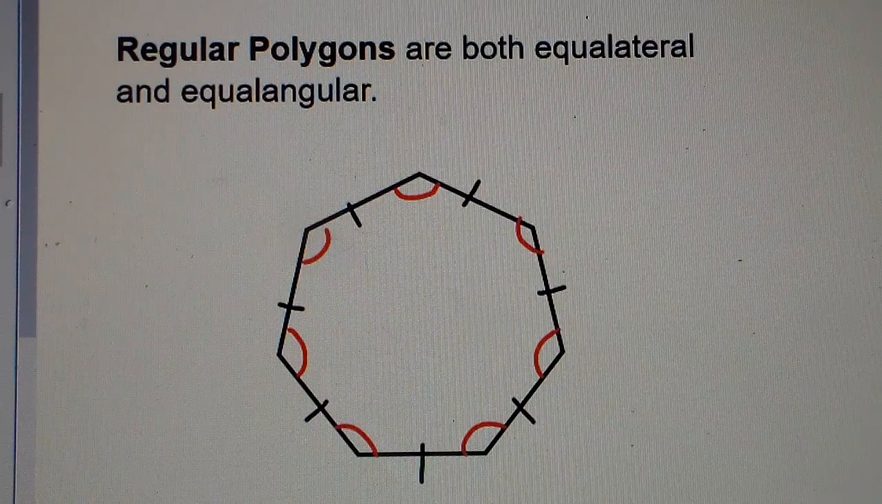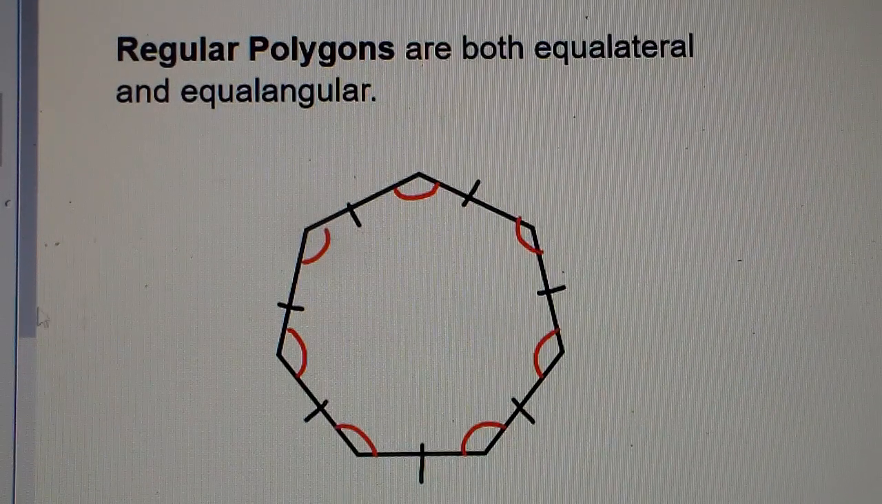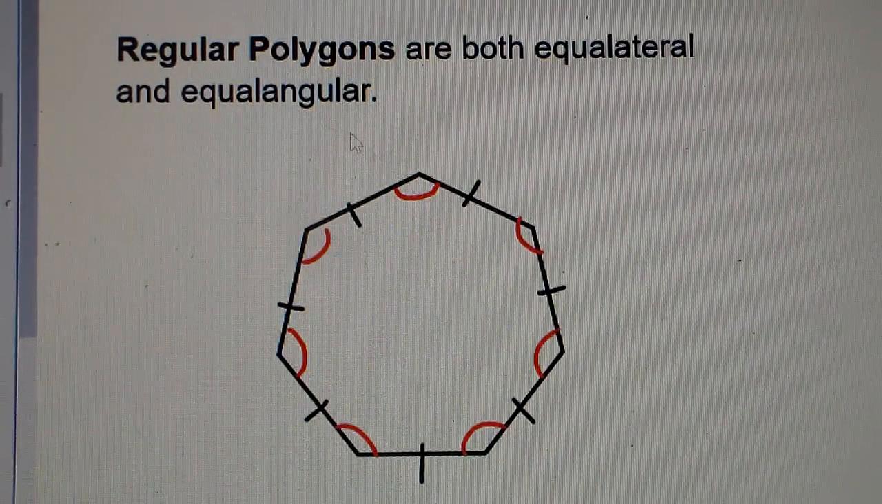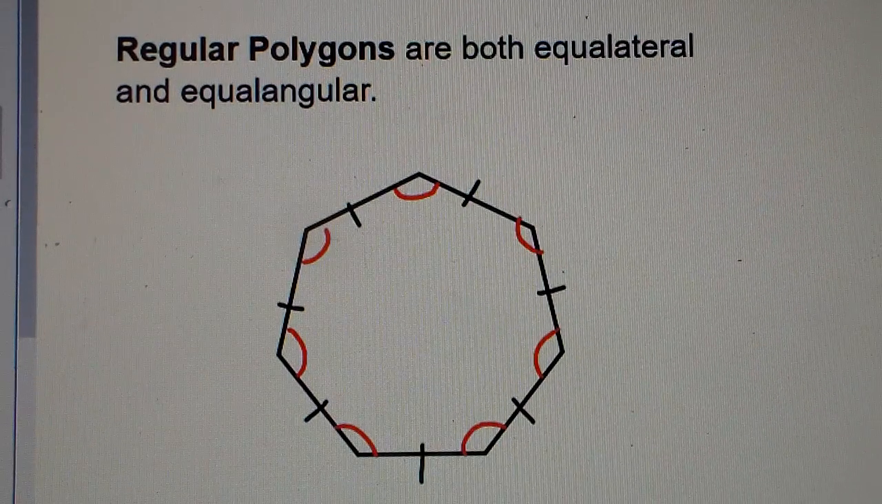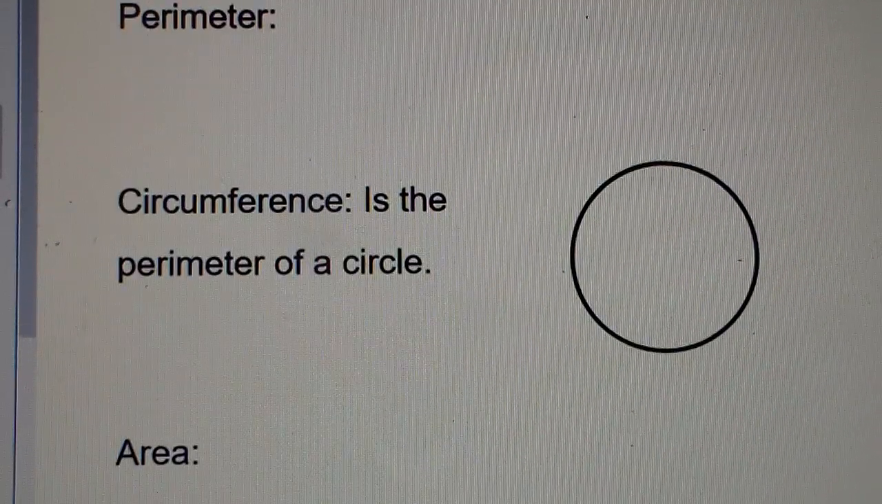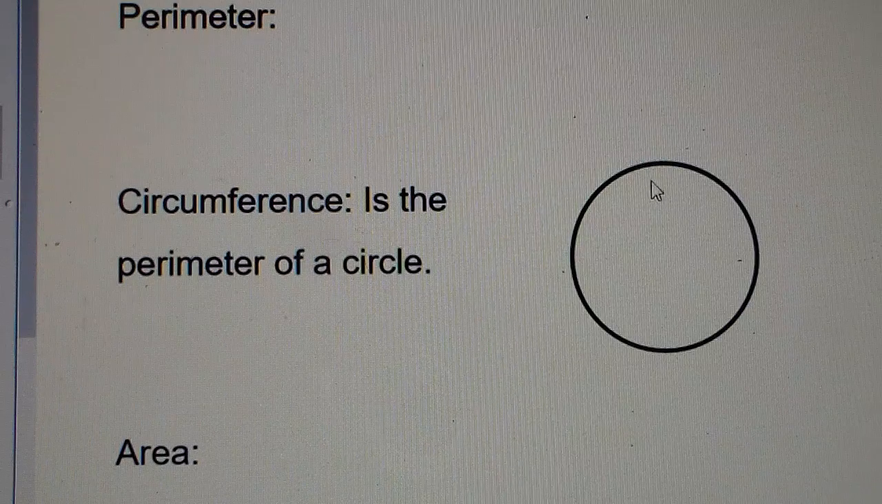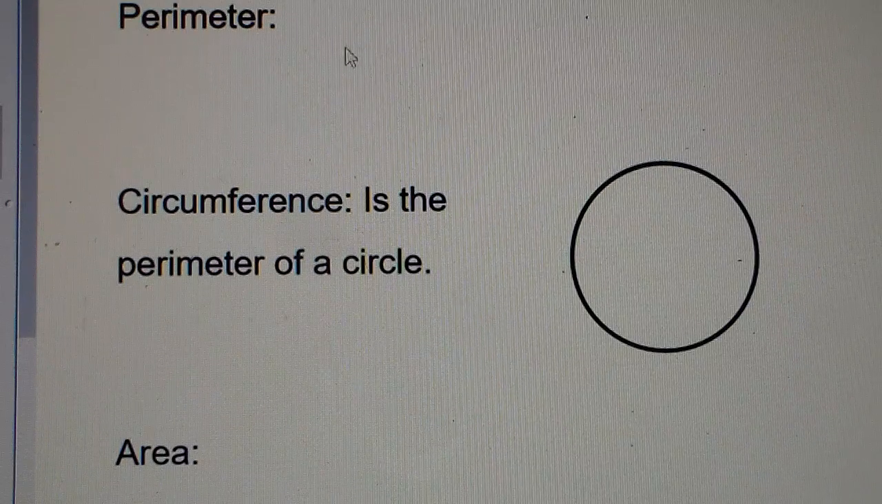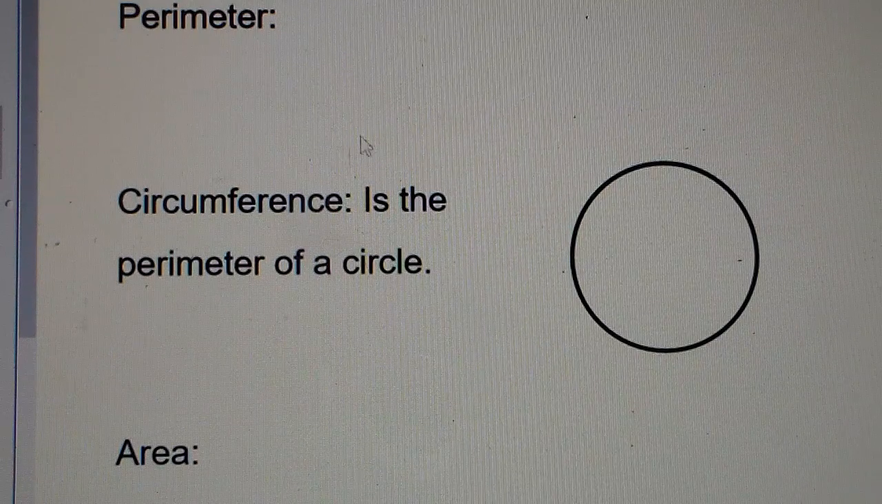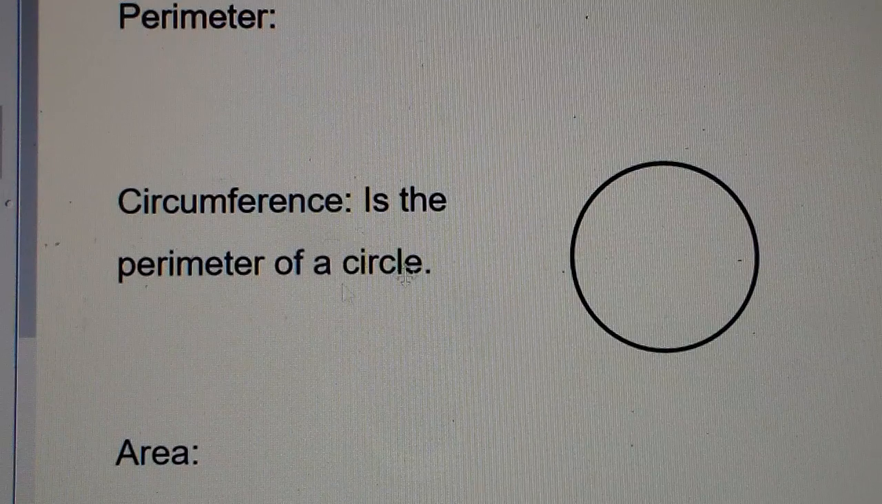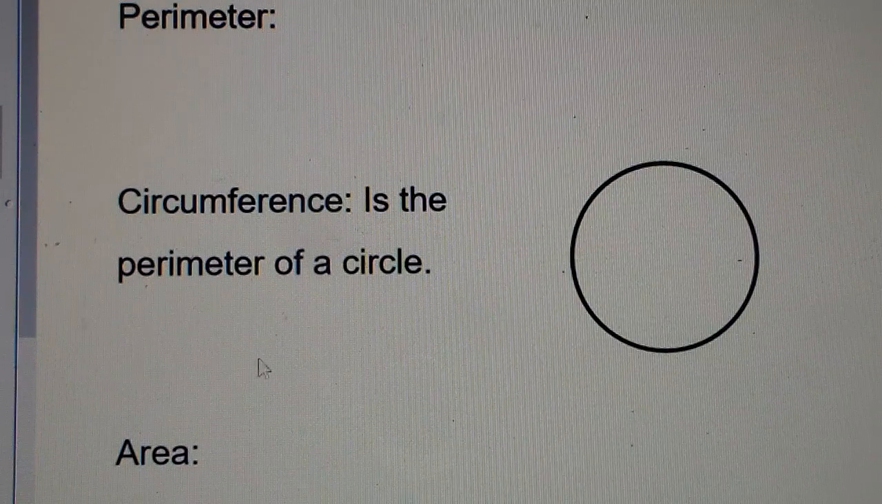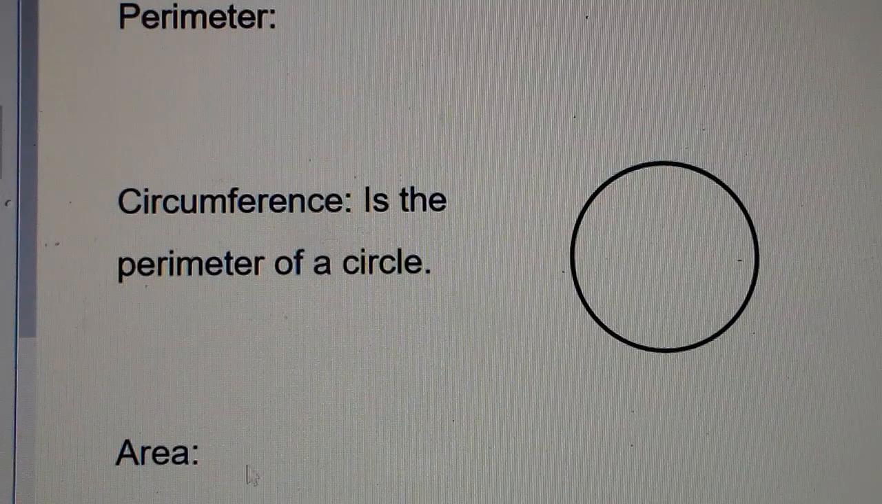Regular polygons are both equilateral and equiangular. So when it has both equal angles and equal sides, that's considered a regular polygon. Perimeter is just the outside lengths all added up together. So you just add up all the sides. Circumference is the perimeter of the circle. And area is the interior, the inside of the figure.